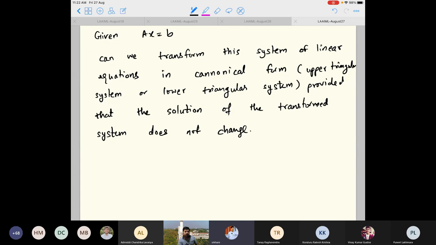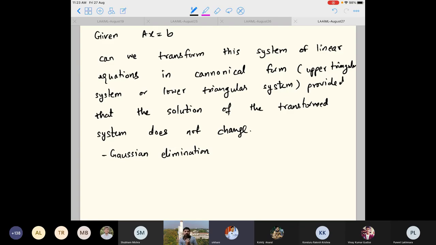Have you ever encountered any such canonical form transformations, or any methods previously that give you these canonical forms? Have you seen anything like this before? Gaussian elimination. So what happens in Gaussian elimination? You are right. We try to convert the given system of equations into row echelon form. So row echelon form, basically you will get an upper triangular form.